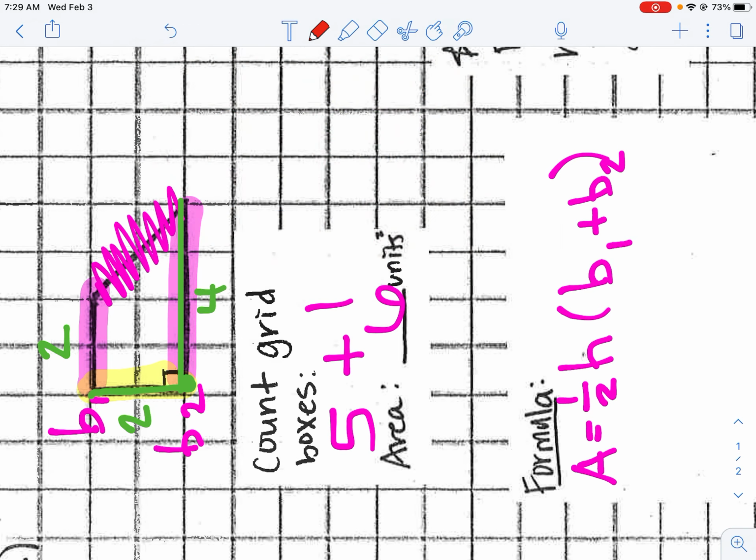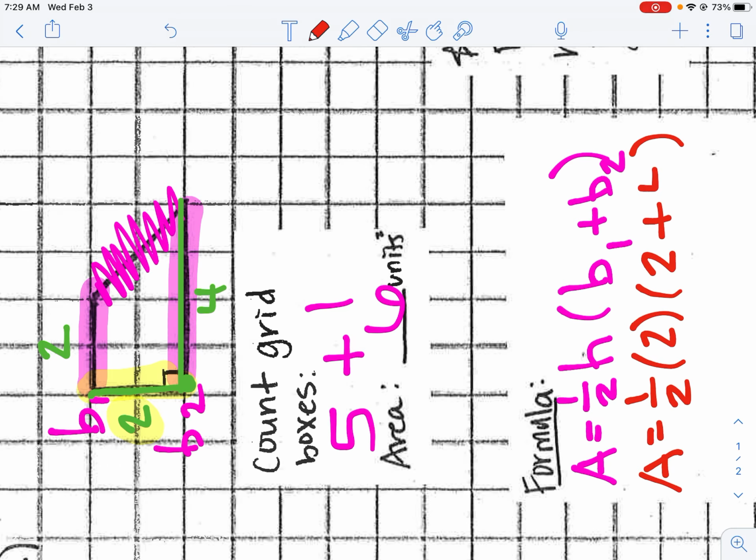So I'm going to come back down here to the bottom. Oops, sorry, didn't mean to switch to red. So area is equal to 1/2. So now we're going to go back up here and look at the height. Remember, the height was 2. So I'm going to substitute the number 2 for the height. My base 1 is also equal to 2, and base 2 is equal to 4.